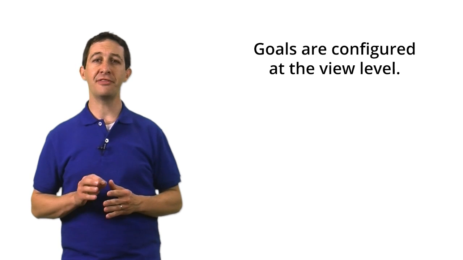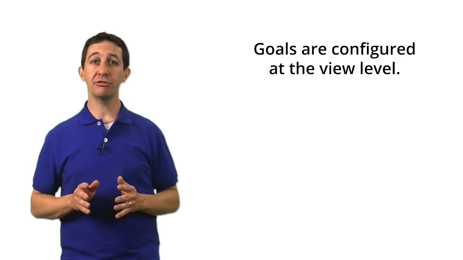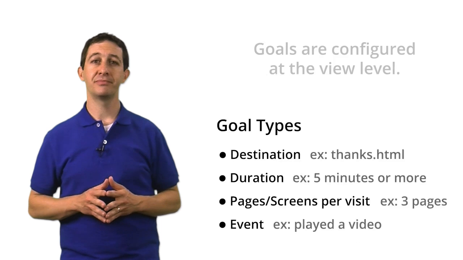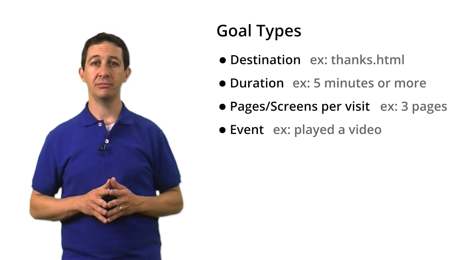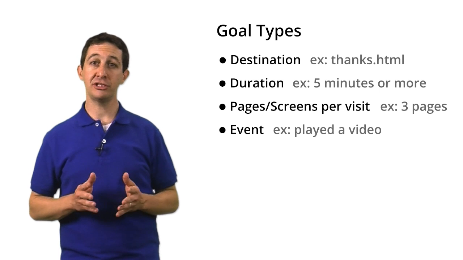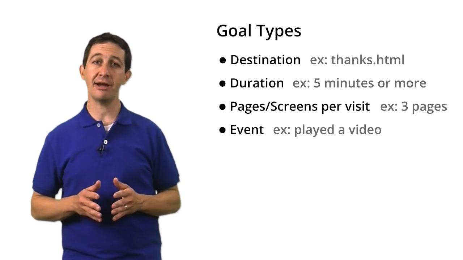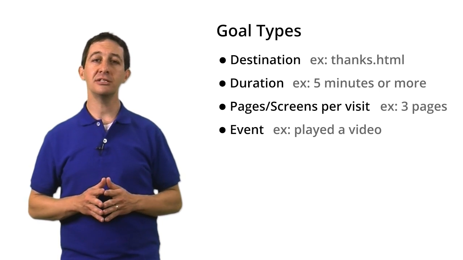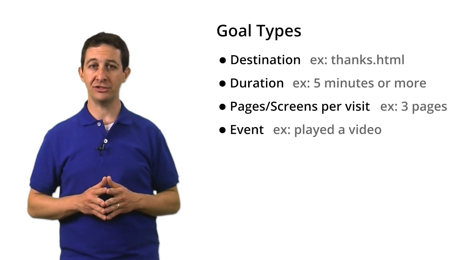Now let's talk about the specific features of Google Analytics goals. Goals are configured at the view level. That means you can create different goals for each view. There are 4 types of goals. Each goal is slightly different to set up, but they all do the same thing. They track conversions on your website or in your app. First, let's talk about goals that track user actions.